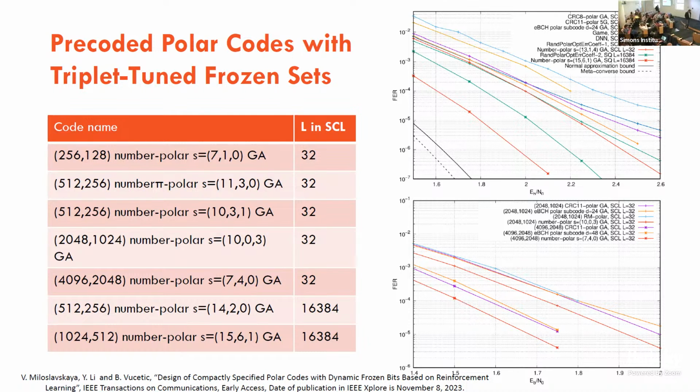So do you sometimes consider an adaptive list size where you start with a certain list size, and if it doesn't work, you increase the list size, or do you mostly focus on either a fixed list size of 32 or 16,000?